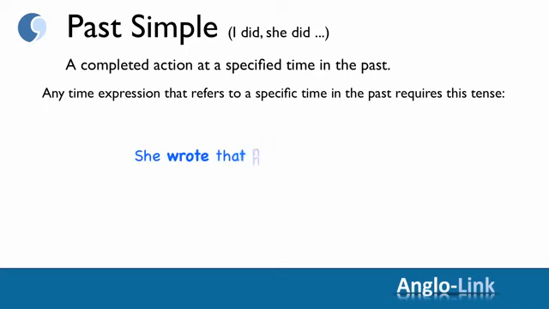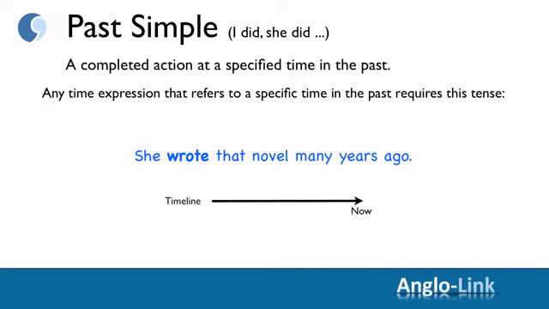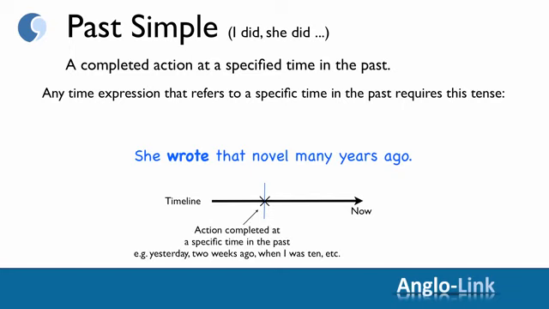For example, she wrote that novel many years ago. Let's look at the timeline. She wrote that novel many years ago, or yesterday, or 2 weeks ago, or when I was 10. You have a specified time in the past.